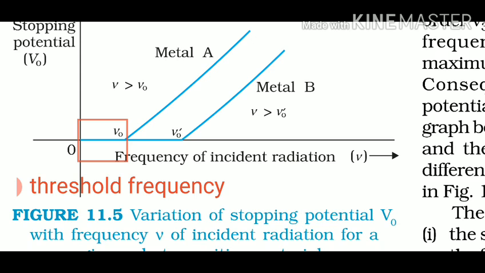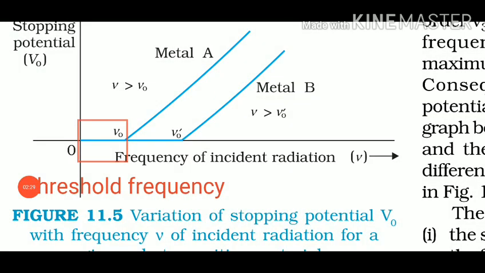The reason behind it, as I have told you, is that a minimum amount of energy needs to be supplied from outside to eject an electron from the metal surface. And energy is a constant multiplied by frequency. So if there is a level for minimum energy, then there is a level for minimum frequency as well. That minimum frequency is called the threshold frequency. So this value nu naught is the threshold frequency for metal A.